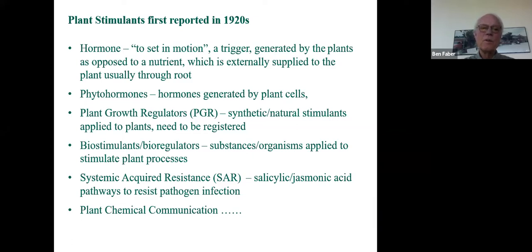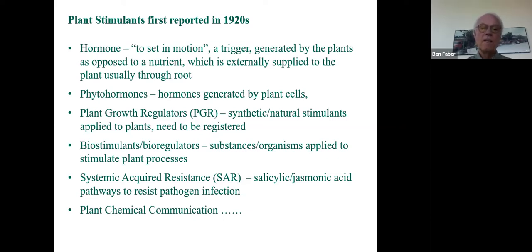This is opposed to a nutrient, which is usually taken up by the plant through the roots or through the leaves. A hormone is something that is generated by the plant itself. When we're talking about hormones in plants, we're talking about phytohormones, and again, these are hormones that are generated within the cell. When we apply them, when we use an application of a hormone, we call these plant growth regulators, or PGRs.